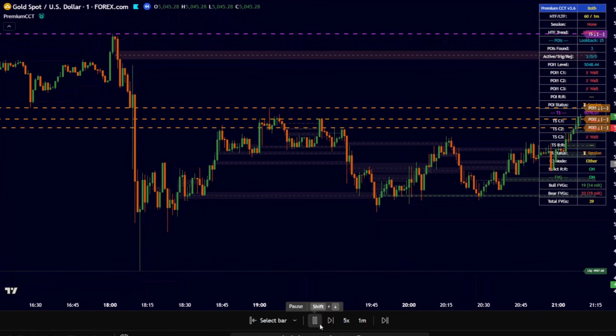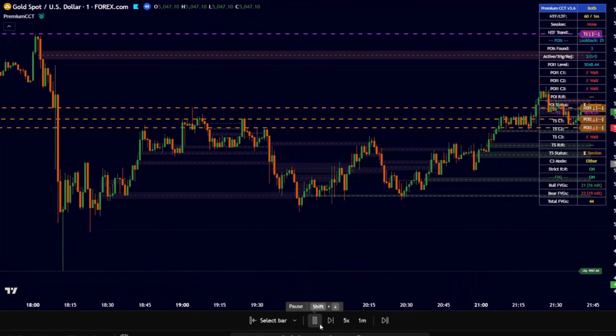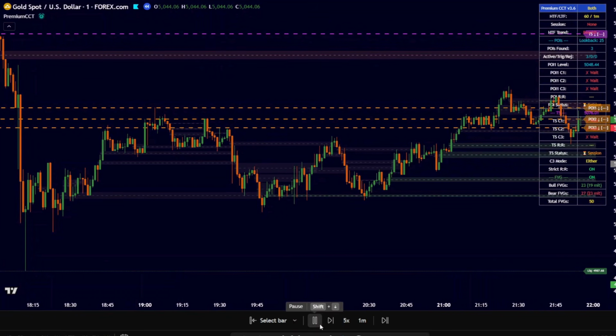This persistence feature gives you much more time to catch entries. You're not rushed to enter immediately when conditions are met. The setup will wait for you.